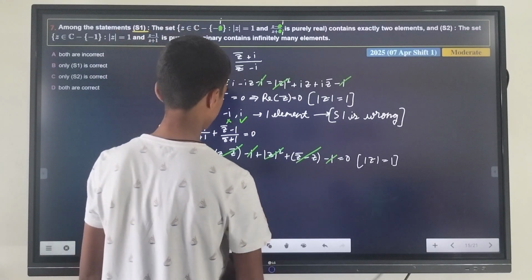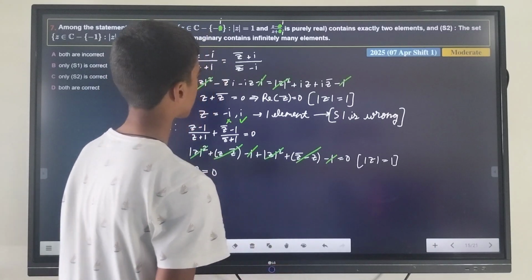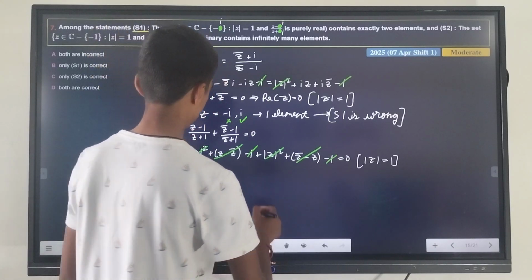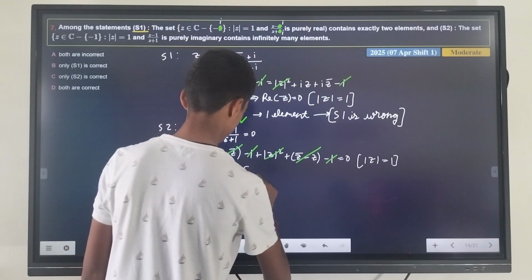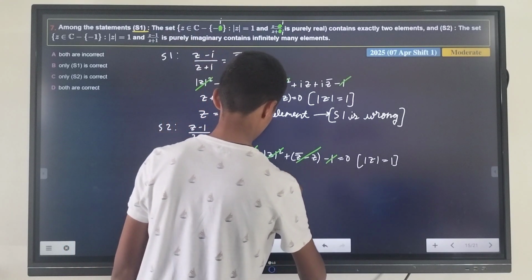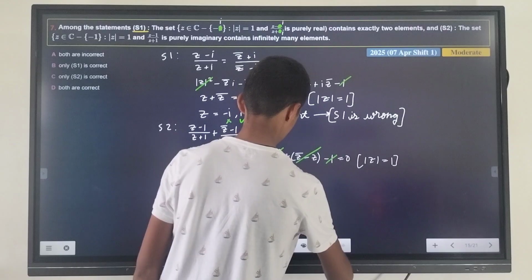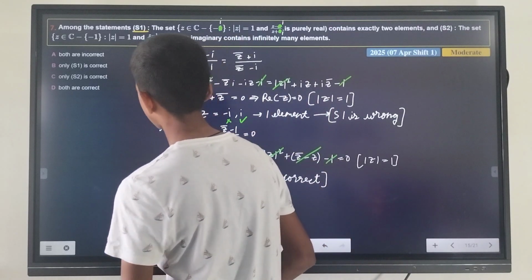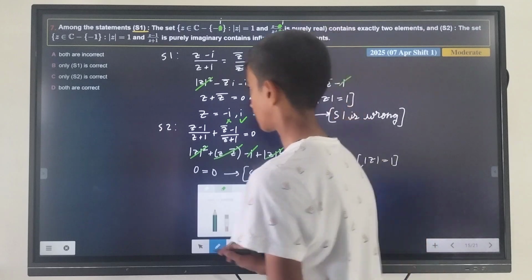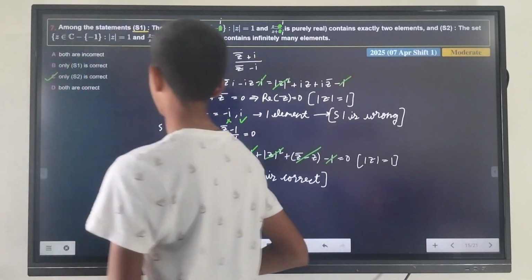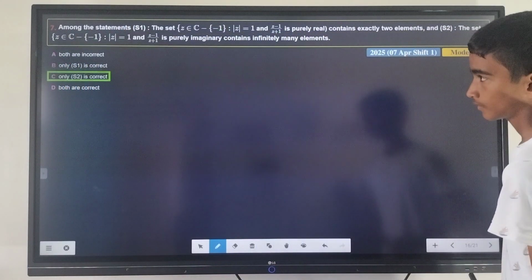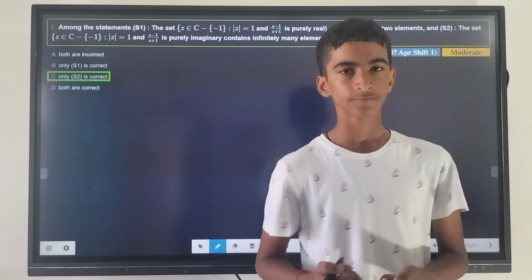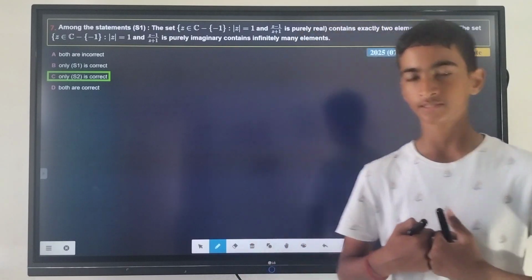This means S2 contains infinitely many elements. So from here, our S2 is correct. So our answer will be option C. Only S2 is correct. And here is our solution. We can see that our answer is correct.